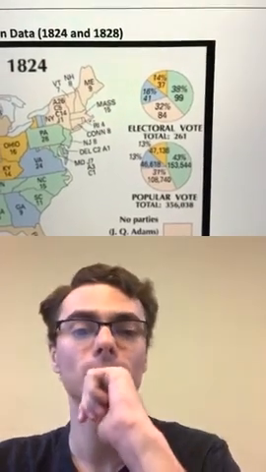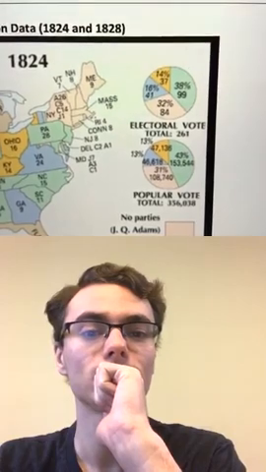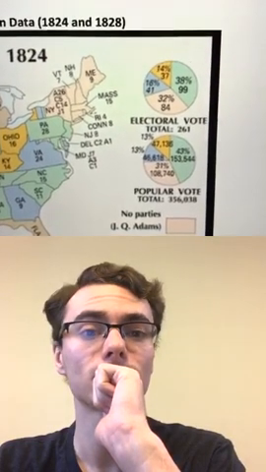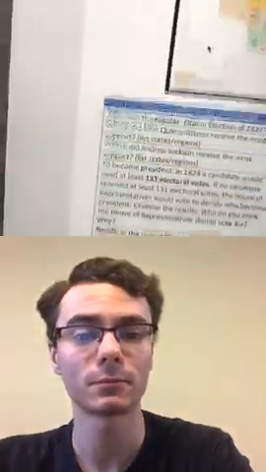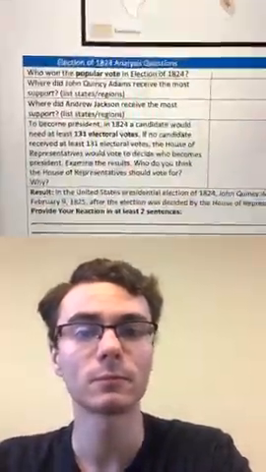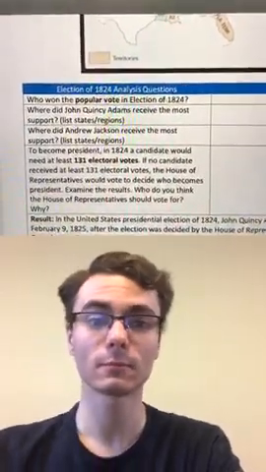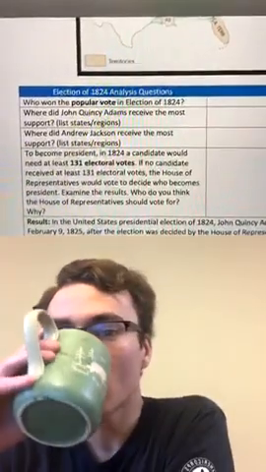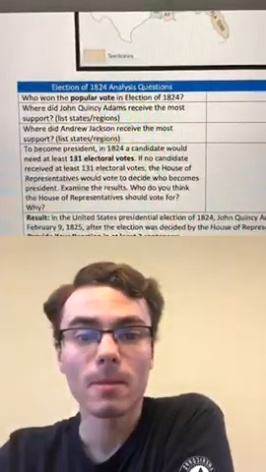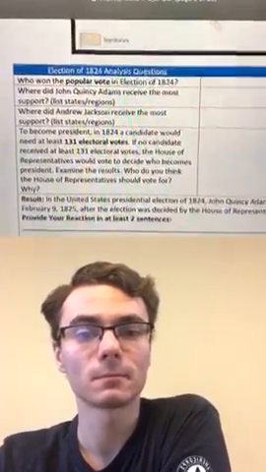And you guys are looking at that top circle there. They definitely split that electoral vote, it looks like to me, Mr. Josh. Nobody got to 131, which leads us to our next question here. It says to become president in 1824, a candidate would need at least 131 electoral votes. If no candidate received at least 131 electoral votes, the House of Representatives would vote to decide who becomes president. Examine the results. Who do you think the House of Representatives should vote for?